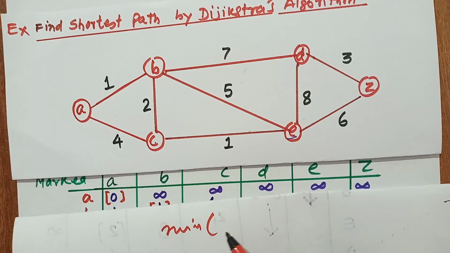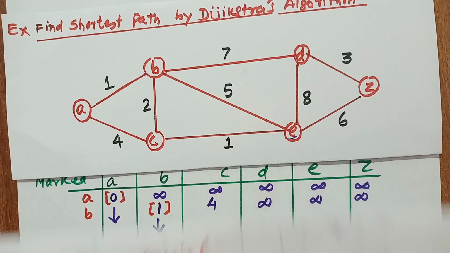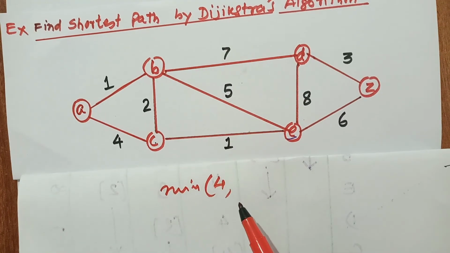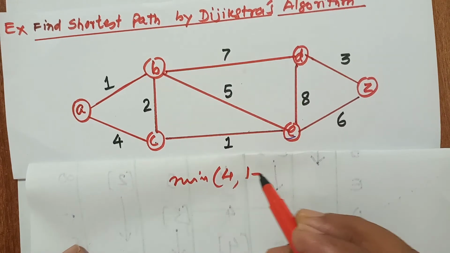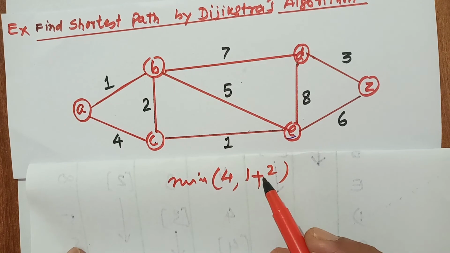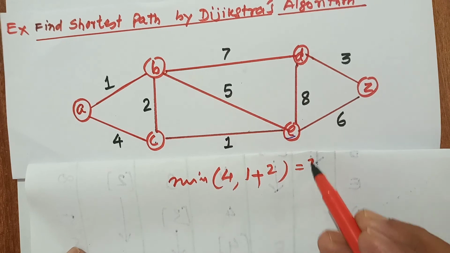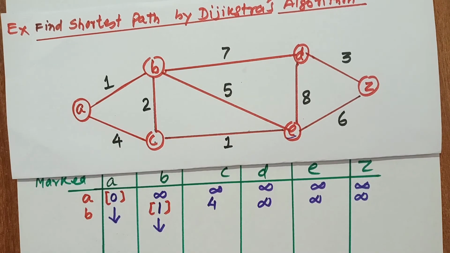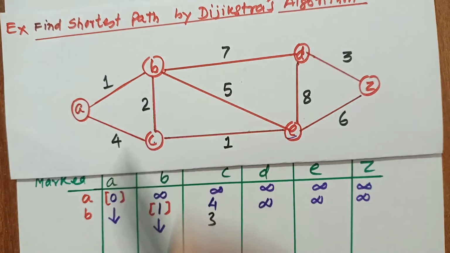old destination. So what is the old destination of C? So this is 4. So minimum of 4 comma marked value. What is the marked value? 1. So 1 plus weight is 2. Okay, so here 2 plus 1 is 3. Minimum of 4 and 3 is equal to 3. Okay, so we will write here 3. So B to C complete.